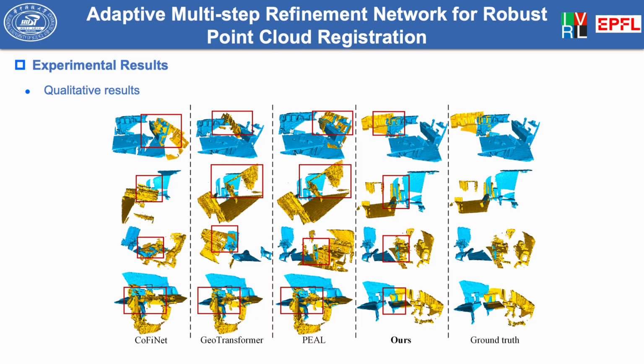Here we showcase qualitative results of our method applied to point cloud pairs with exceedingly low overlapping regions. For comparison, we also show the alignment results of our baseline GeoTransformer, CoFiNet, Peel, and the ground truth. Our method accurately aligns the point clouds in these challenging settings, while GeoTransformer and Peel get completely wrong results.